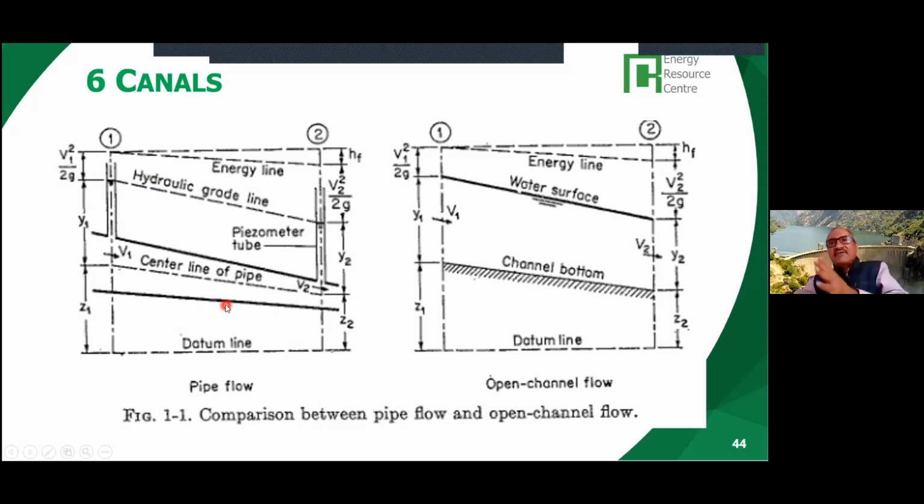In the case of open channel flow, the difference is the water surface itself is the hydraulic gradient line, because suppose the pressure here is atmospheric pressure, which is 0. The pressure on the surface is atmospheric pressure, which is 0.